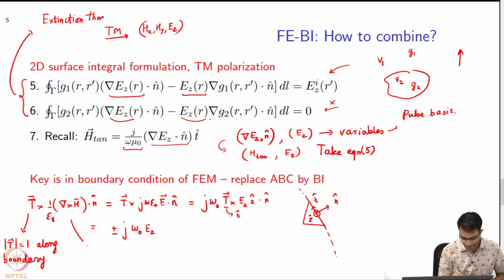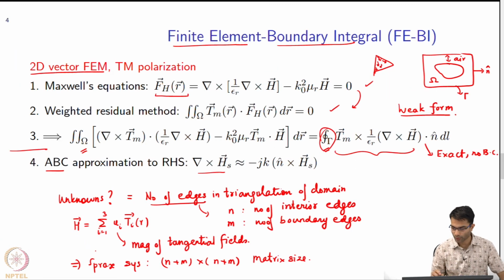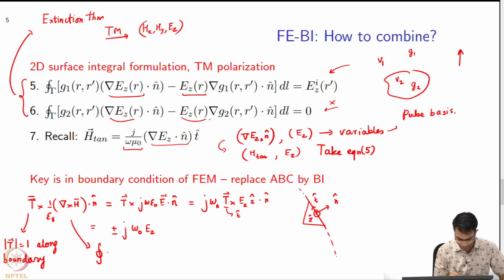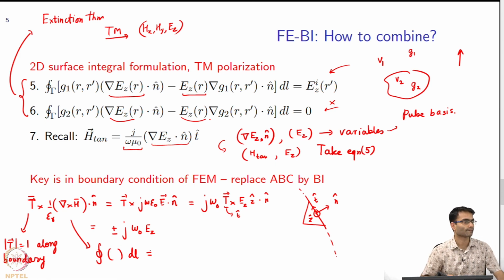Now, if I take this expression over here, it is not just this that I want to integrate, right. So if I want to do the integral of d over dl, what will this become? I am assuming that my Ez is going to be expanded on a pulse basis, that means Ez is constant along that edge. So what will survive in this integral? L, the length of the edge, right. So this is going to be plus minus j omega naught Ez times length.